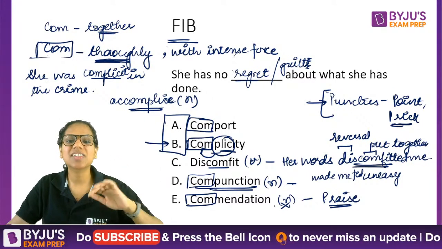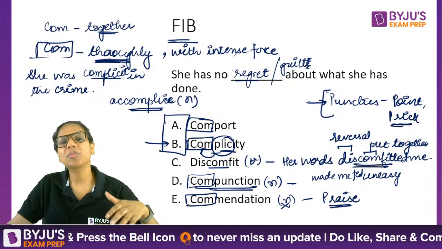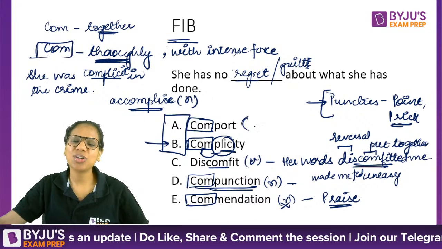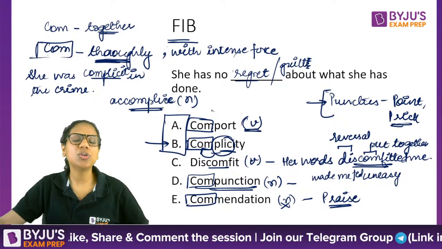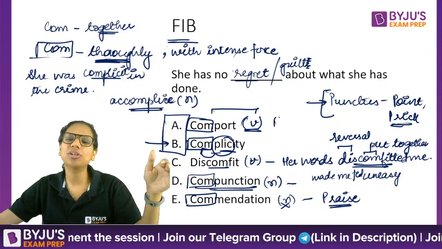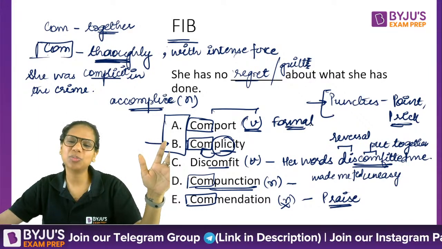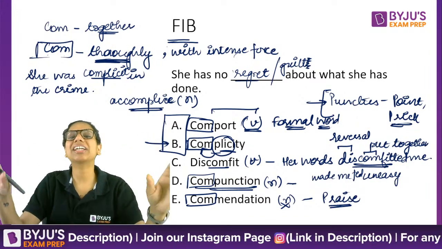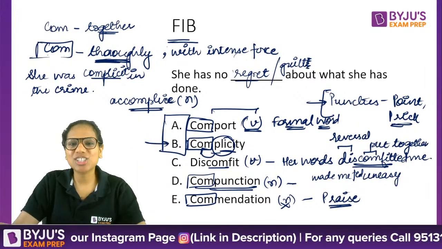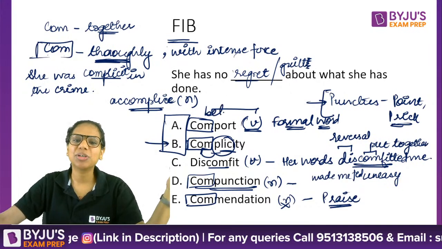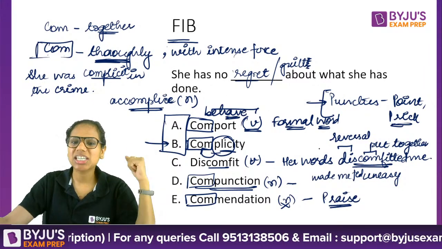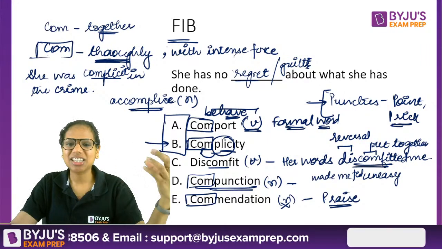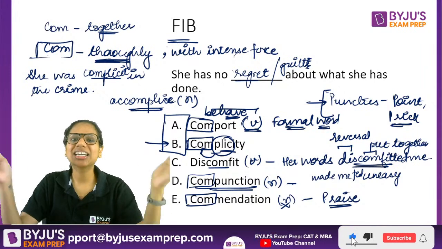Commendable, yes, commendable is actually an adjective form of commendation. Absolutely. Comport. Comport is a verb. The way he comports himself, it's a very formal word. You will not actually see people using it in their conversation. The way he comports himself is commendable. The way he behaves is commendable. So basically it means behaves thoroughly well. That's the idea.